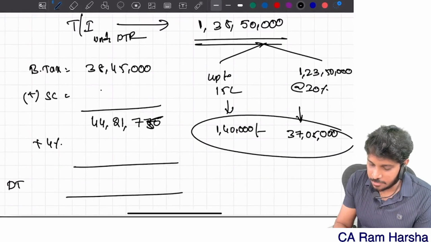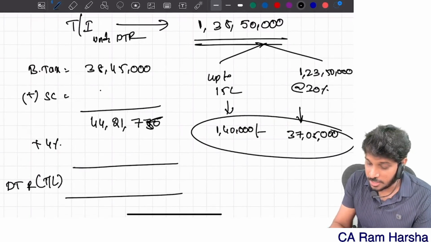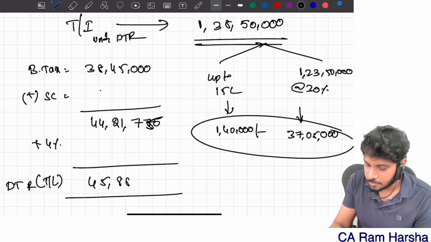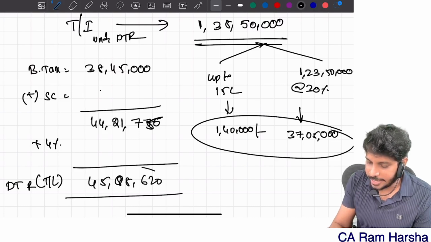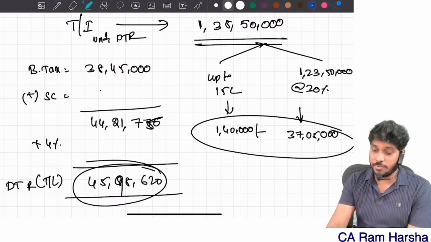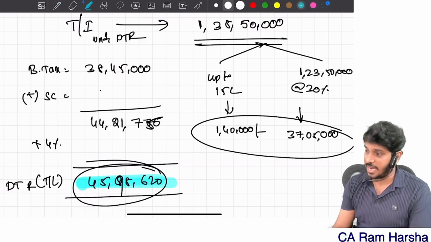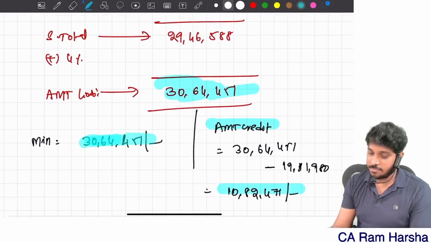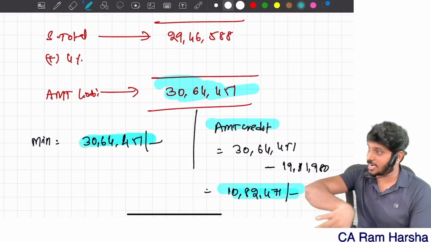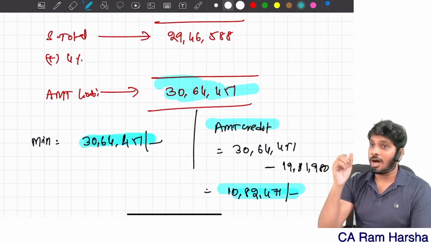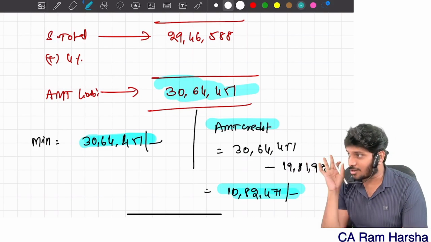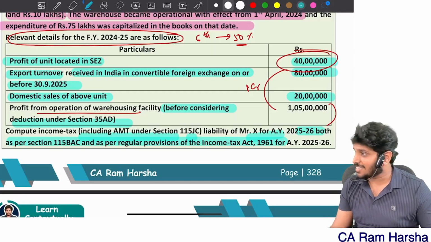Default tax regime tax liability. Yes or no? How much? 45 lakh 98,620. If I go with default tax regime, I'm getting 45 lakhs. If I go with optional tax regime, 30 lakhs I'm getting. Moreover, I'm getting 10 lakhs credit also. I will go with the optional tax regime. Easy or not?